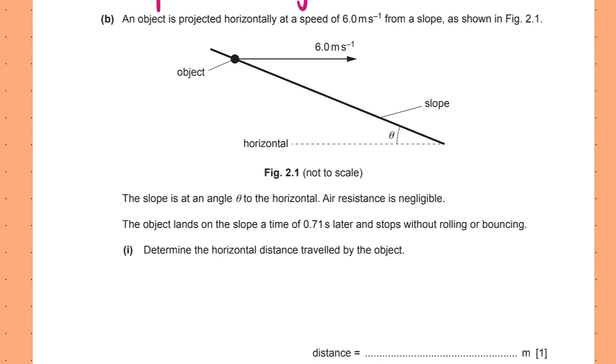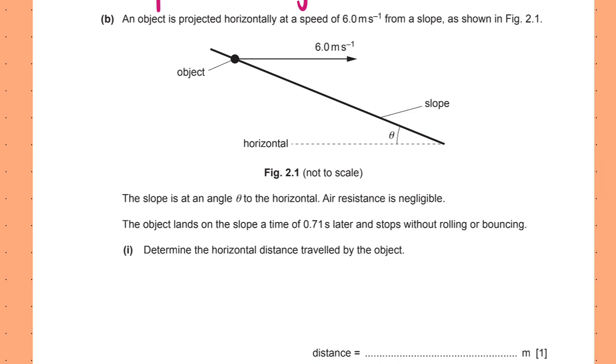Sometimes the examiner also asks a reasoning for this, and the answer is that since there is no horizontal force, there is no horizontal acceleration, so the horizontal component of velocity stays the same. So the slope is at an angle theta to the horizontal, air resistance is negligible, object lands on the slope a time of 0.71 seconds later and stops without rolling or bouncing.